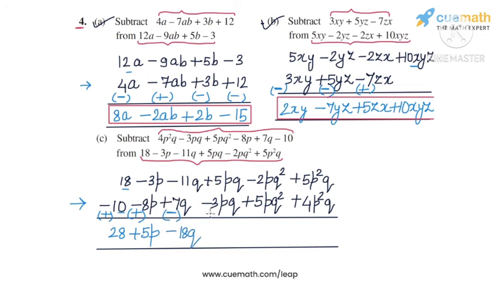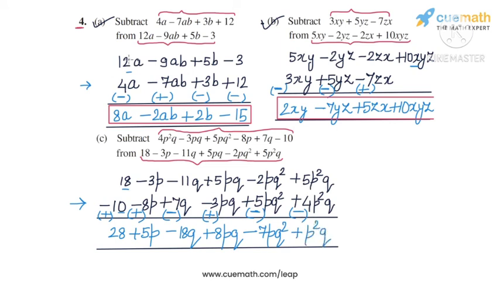Then we have minus 3pq, which will become plus 3pq. So we have 5pq plus 3pq, that's 8pq. And then we have plus 5pq square, which will become minus 5pq square. So we have minus 2pq square minus 5pq square, which is minus 7pq square. And finally, we have this plus 4p square q, which will become minus 4p square q. So we have 5p square q minus 4p square q, which will become p square q.